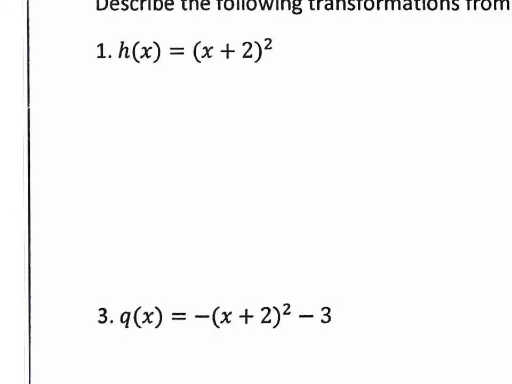So let's go through this one together. What's going to be the first transformation? So let's go through our thought process here. Does it get reflected over the x-axis? No, because the a value is not negative. Does it get vertically stretched, which means narrower, or compressed, which means wider? No. The a value is 1. It's a nice, beautiful, regular U-shaped curve. Does it shift left or right or up or down?